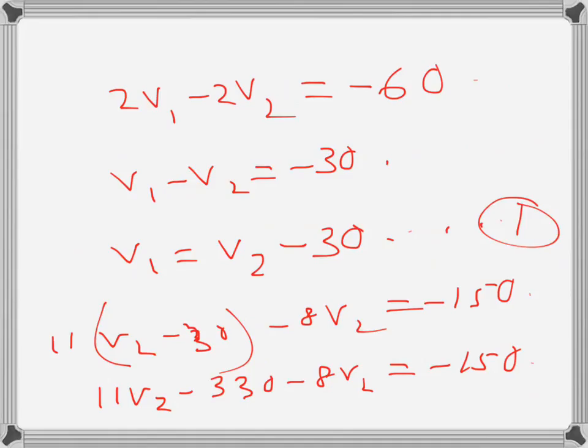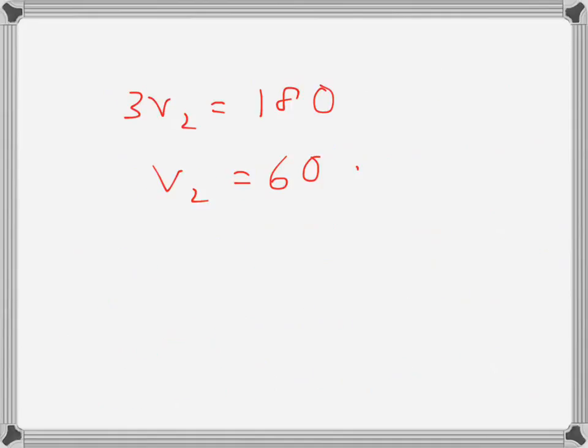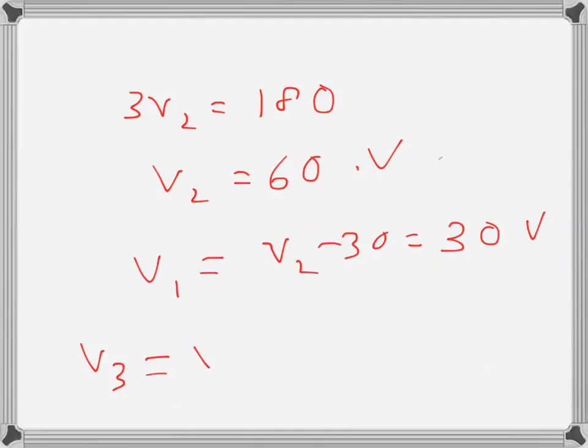So I have V2 here, and then I can have V1 is equal to V2 minus 30, which is 30 volts. And then V3 will be V1 plus 30, which is again 60. So 30 plus 30 is equal to 60 volts.